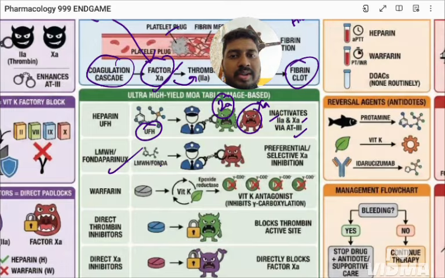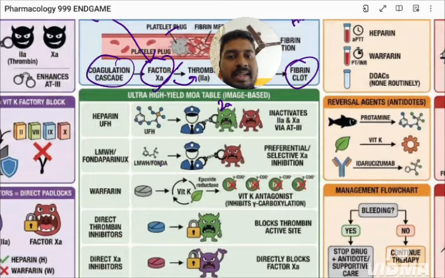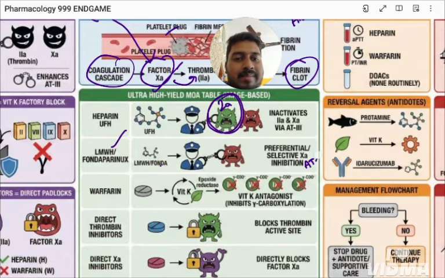So remember, in your question, how to differentiate the mechanism of action of UFH and LMWH: it is just with this 2A. 2A inhibition is not done by low molecular weight heparin. Rest all are the same. Even this inhibits antithrombin 3.